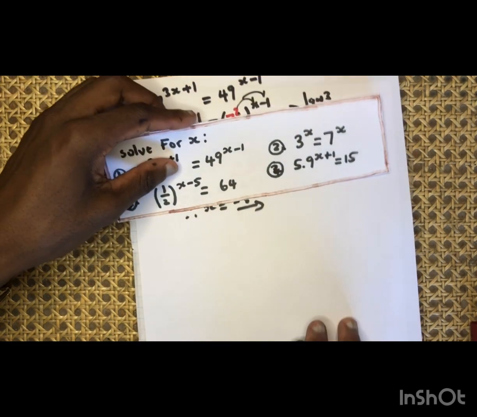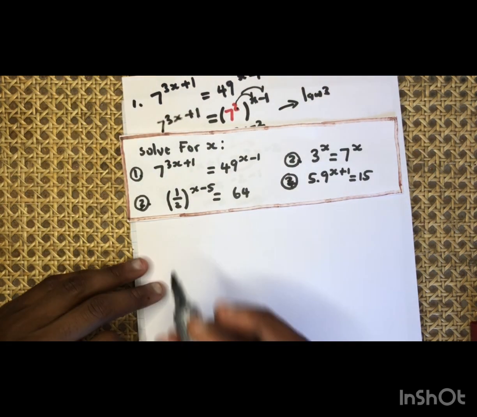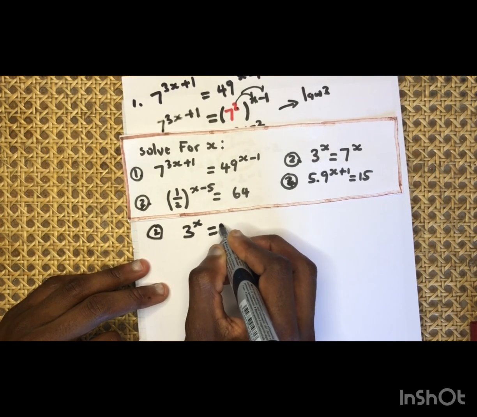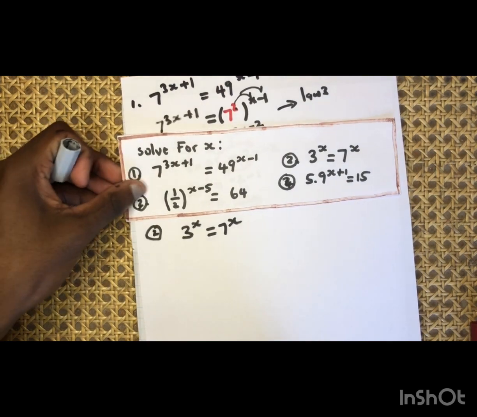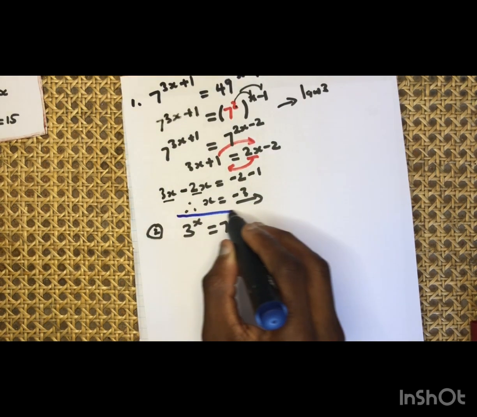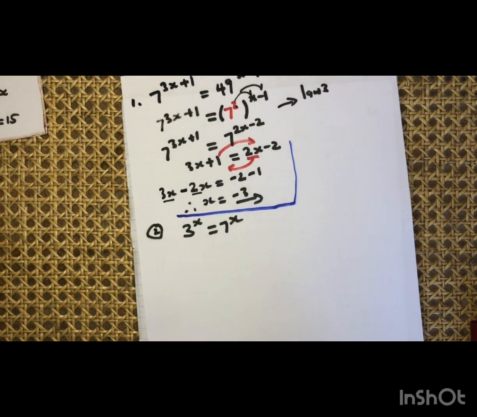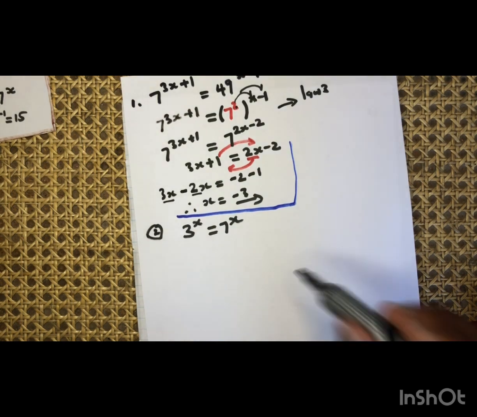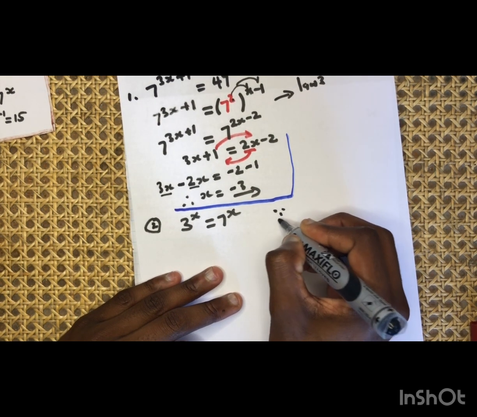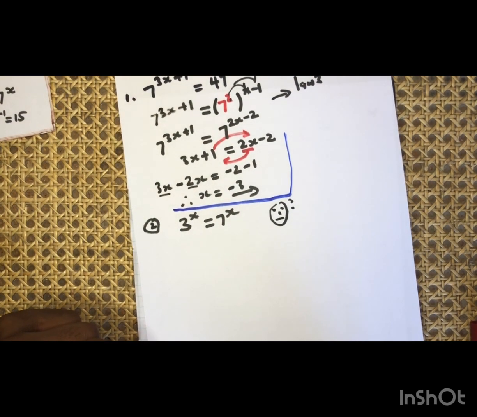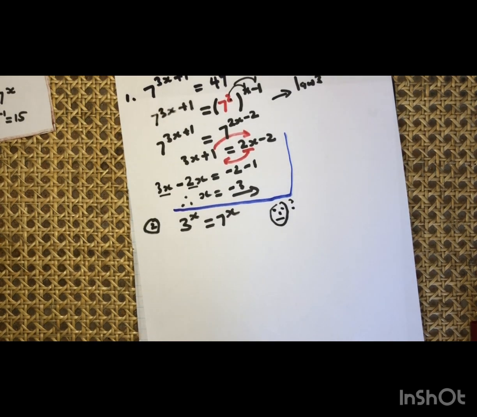So let's move to number 2. Number 2, we are given 3 to the power x equals 7 to the power x. So how can we solve this question? This is number 2. Let's make a division so that you can see that we are done with number 1 and we're doing number 2. Okay, how can I solve this question? Maybe you are asking yourself, I'm confused. Remember, you have to apply your laws of exponents here.